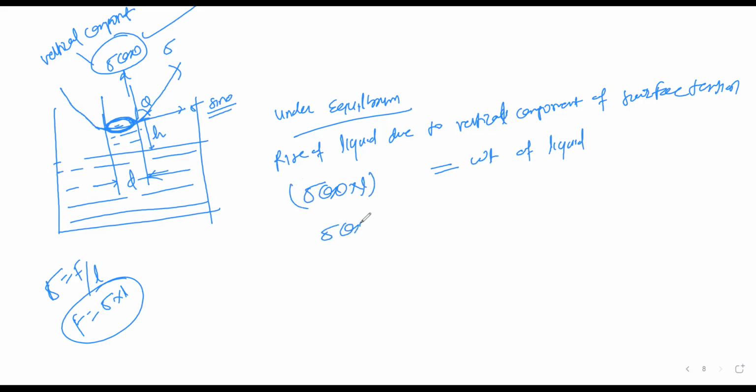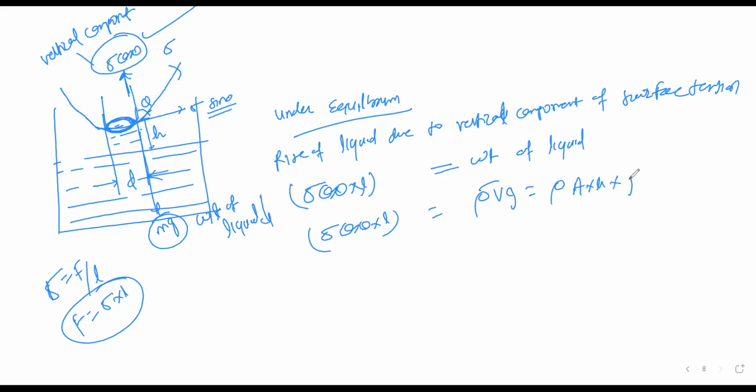Yes, sigma cos theta into L must be equal to the weight of the liquid. It's rho V g, because rho into volume is mass, and mass into g is the gravity force. The gravity force always acts downward, and that is the weight of the liquid, while this force is acting upward. Now, rho into volume is area into height into g.